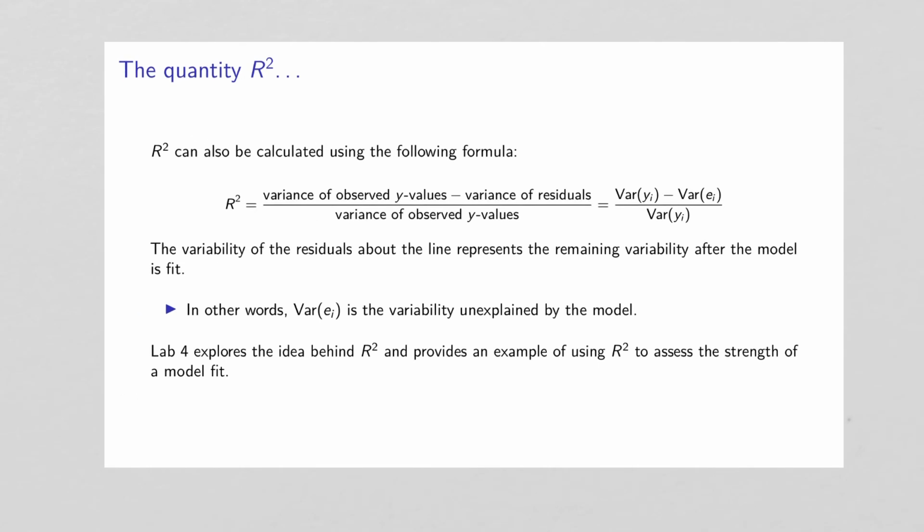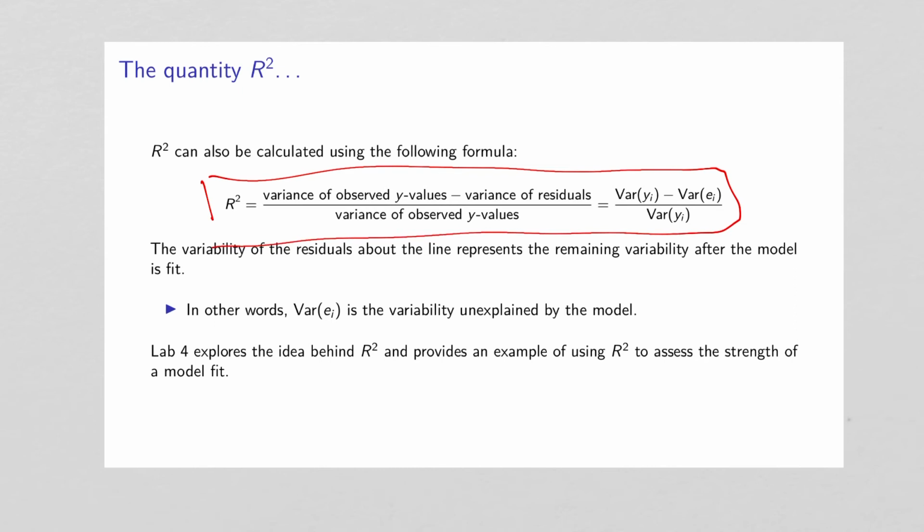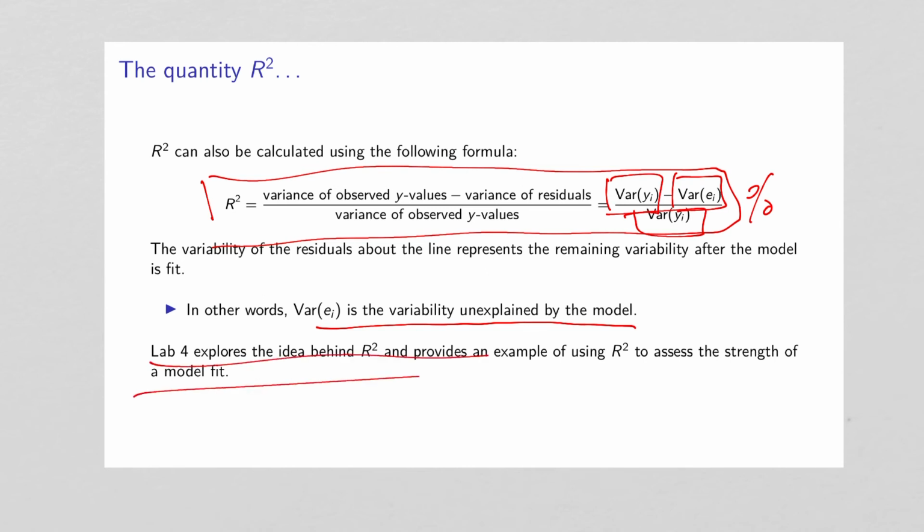Okay, and there's different formulas. Don't get too hung up on the formulas. Just know that there are formulas to calculate it. The variability unexplained by the model is the unexplained. So total minus unexplained over total gives you a percentage. In Lab 4, you should have looked at that.